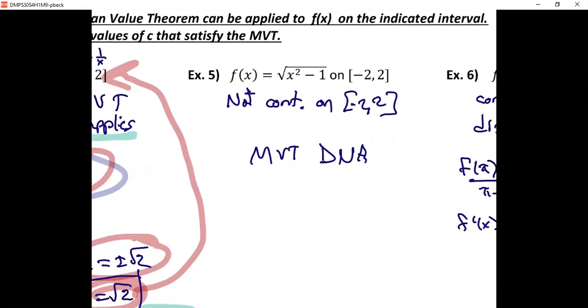Example number 5, very, very happy. If you try to find f of 2 and f of -2, you'll get the same y value, so it almost looks like Rolle's theorem applies here. But just keep in mind that you cannot take the square root of a negative, so the function does not exist on the open interval (-1, 1).